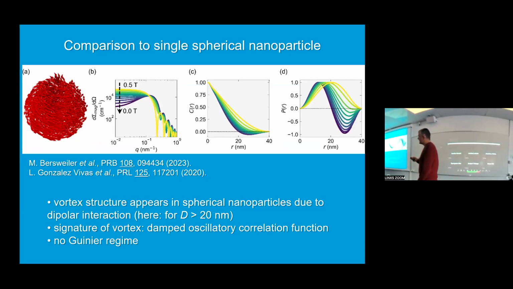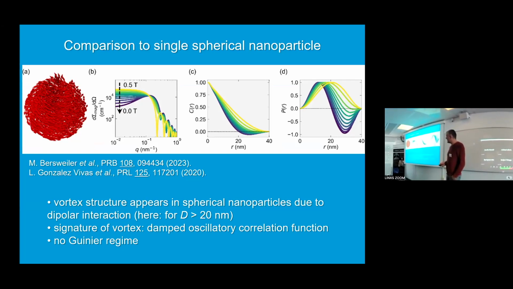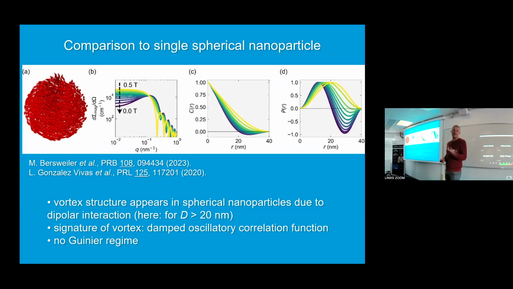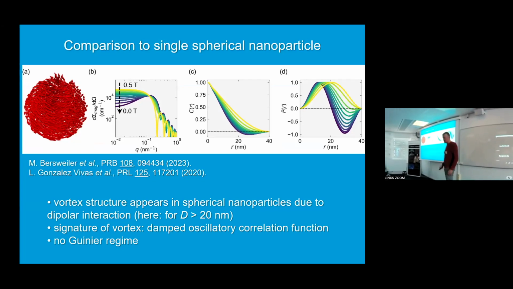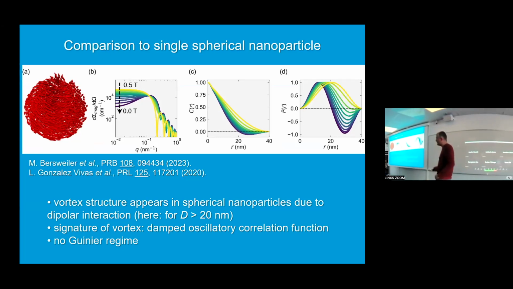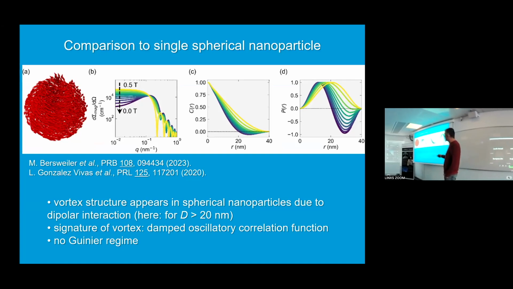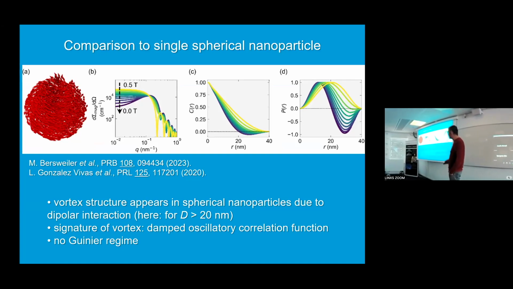So in short, what has been found here is when you increase the size of these iron nanoparticles, so we start from something like 10 nanometers, and then go all the way to 100 or 200 nanometers, we find that above about 20 nanometers we find this type of vortex structure. This is also not something particularly new. It has been reported many times before. But we have studied that in the context of small angle scattering. So what's the signature of that in the small angle scattering? And we see here that in the C of R we get a 0 crossing, and in the P of R we get that.